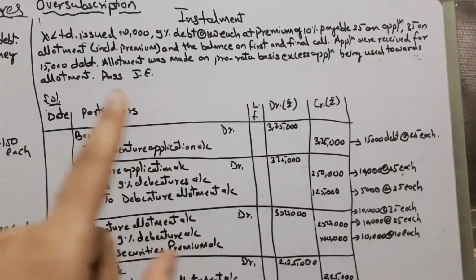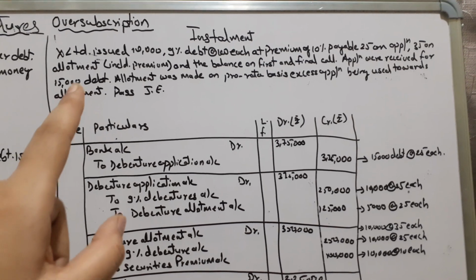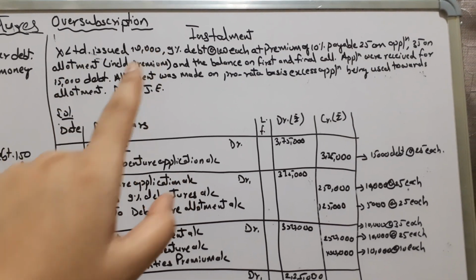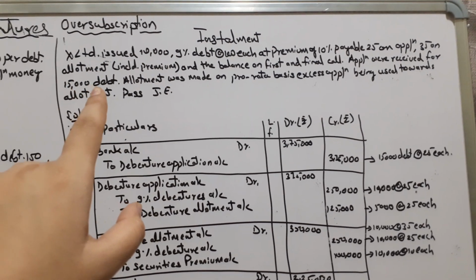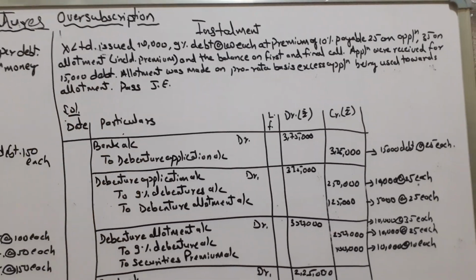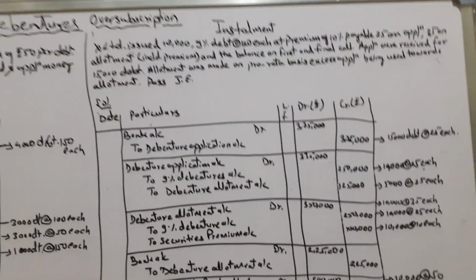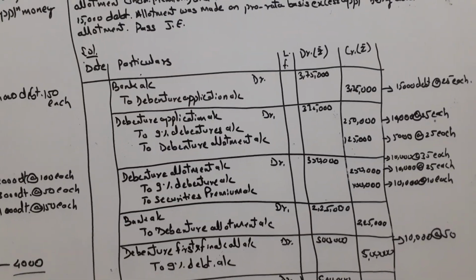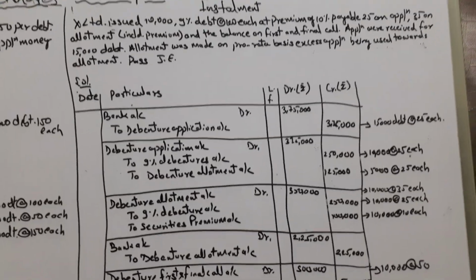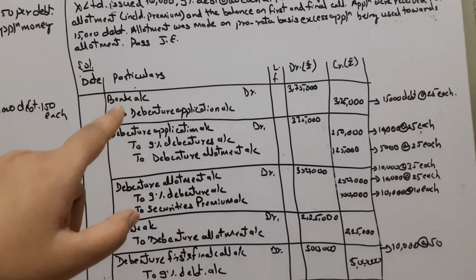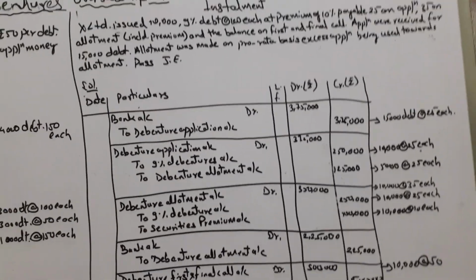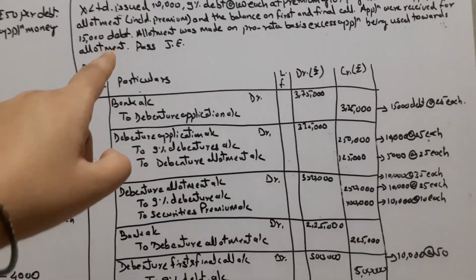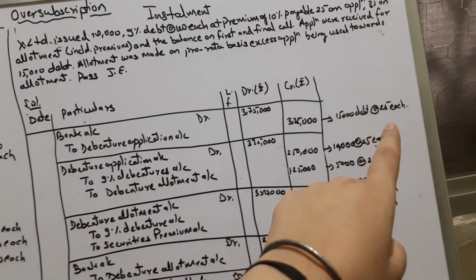Now the application received for 15,000. See, company had issued 10,000 debentures, but the application has come for 15,000. So this is a clear question of oversubscription. Now how to do, since the amount is called in installments. So first entry we will do bank account debited to debenture application account. This first entry always is your receipt entry. So 15,000 were debentures, so 15,000 multiplied with 25 each.